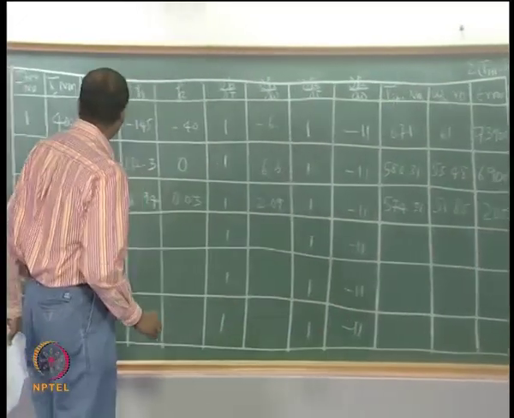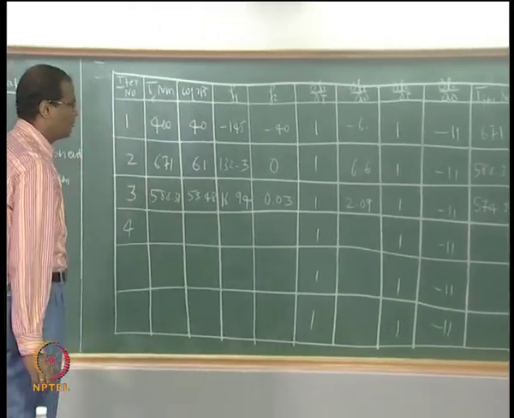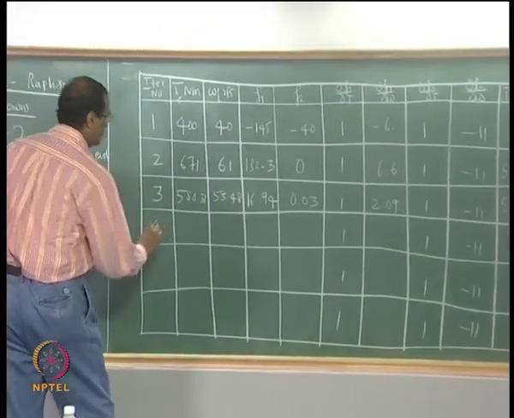Okay, so we will go to the 4th iteration. 574.